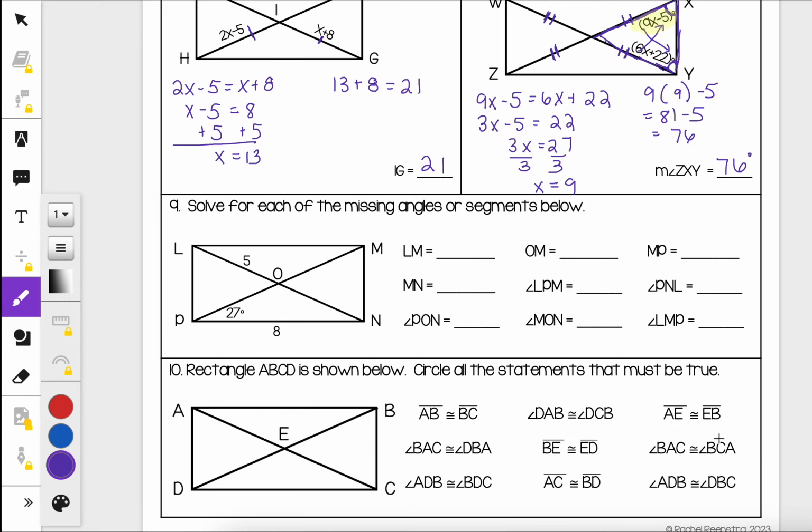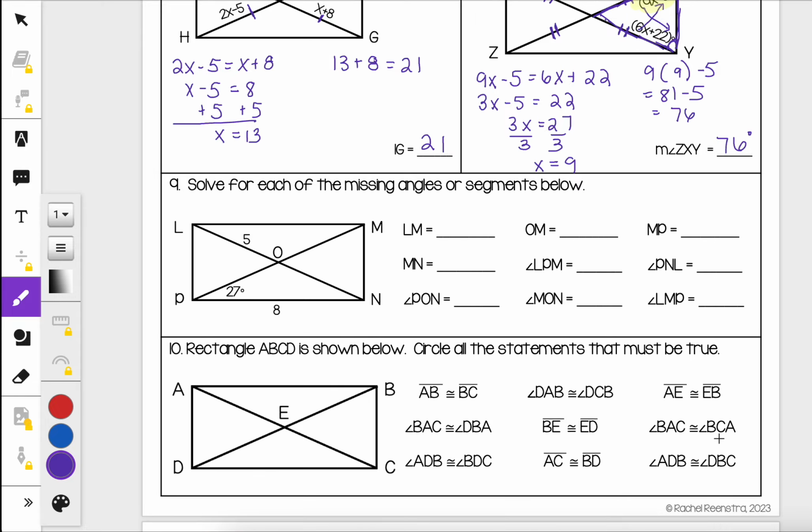And finally, for number 9, it says solve for each of the missing angles or segments below. So we're going to use the same strategy. Let's try to find the segments first. So if I want to find LM, I know that PN is 8. LM is my opposite side, so they have to be congruent. If I want to find OM, OM is a piece of a diagonal, and each of those pieces is going to be the same. So OM would be 5 because LO was also 5.